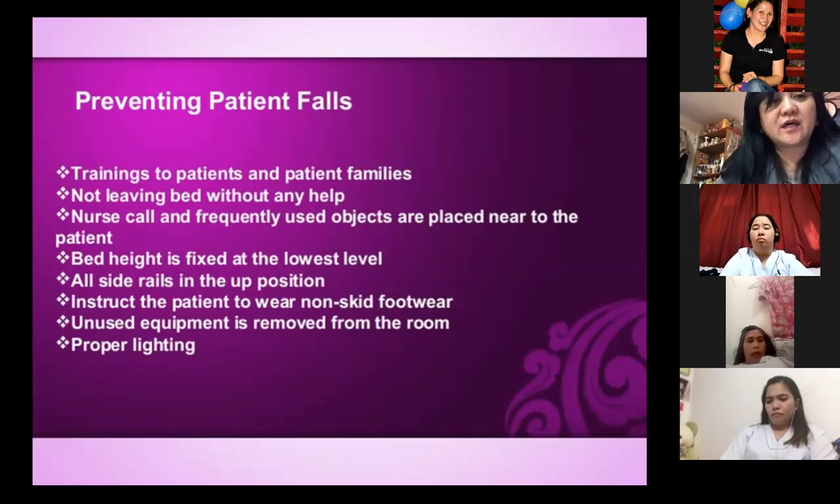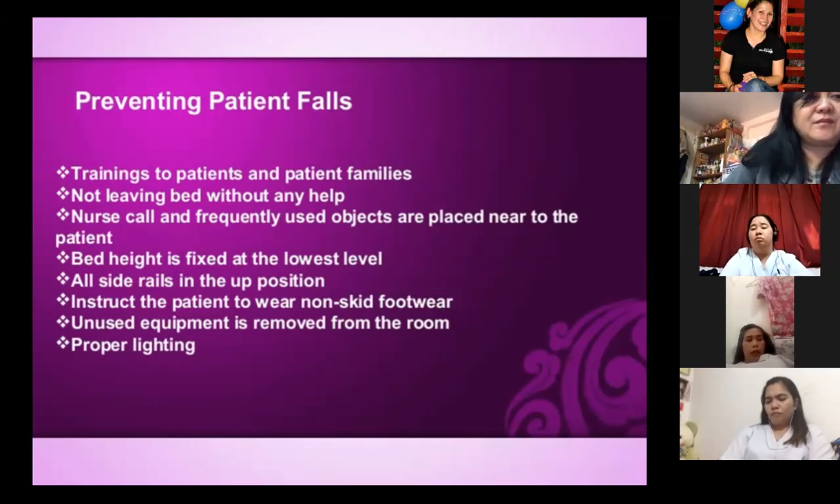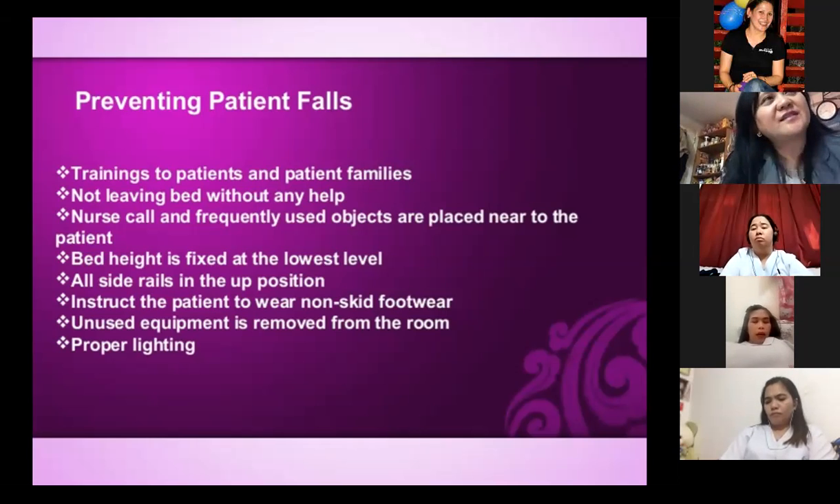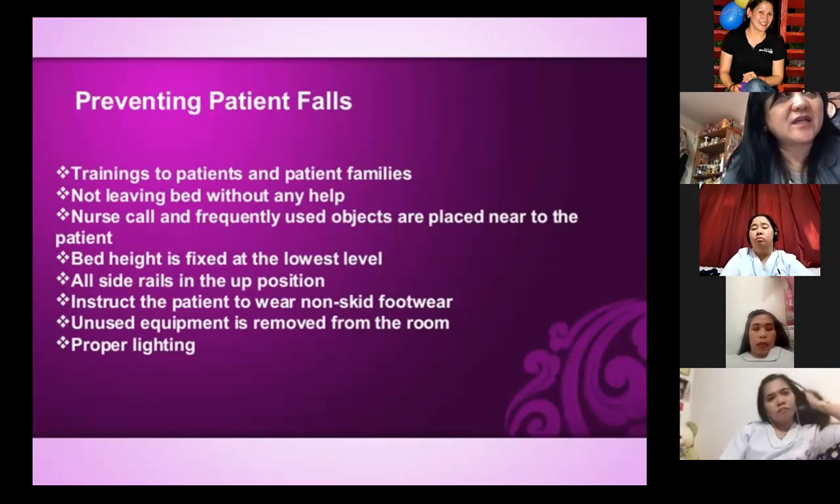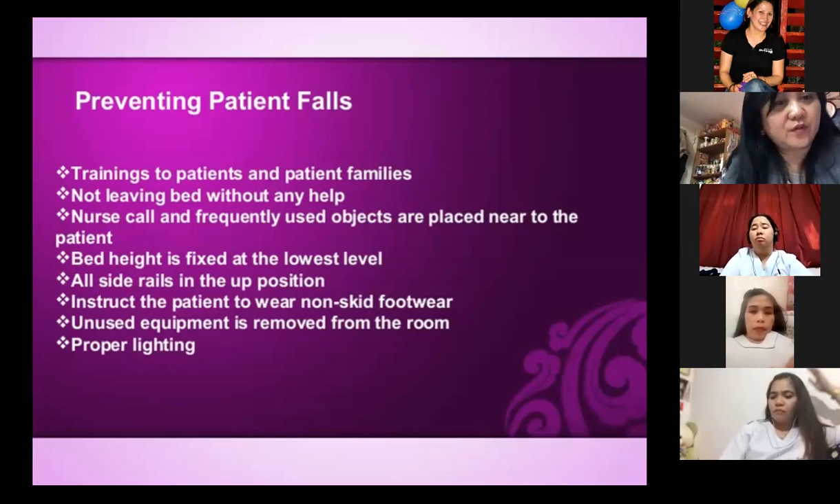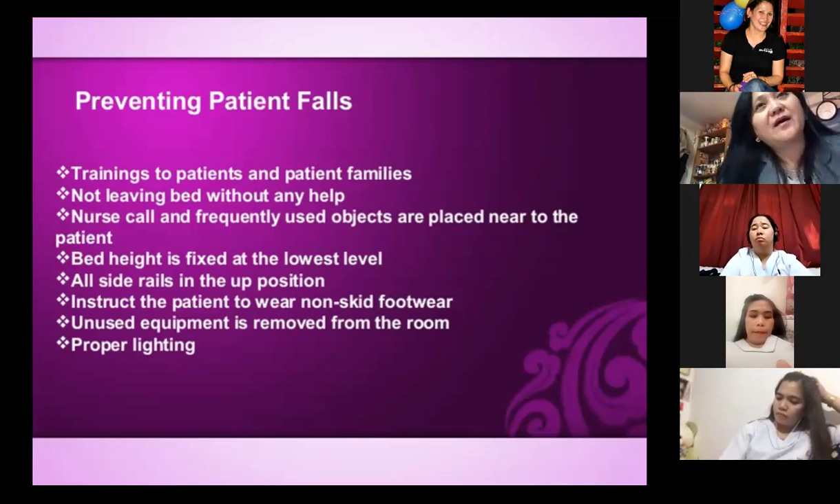You have to place objects near the patient. There must be a bedside table very near them, because if they want something and it is very far, the patient will really try to reach and pull it themselves. So the bedside table should be close, so that they can take things easily.